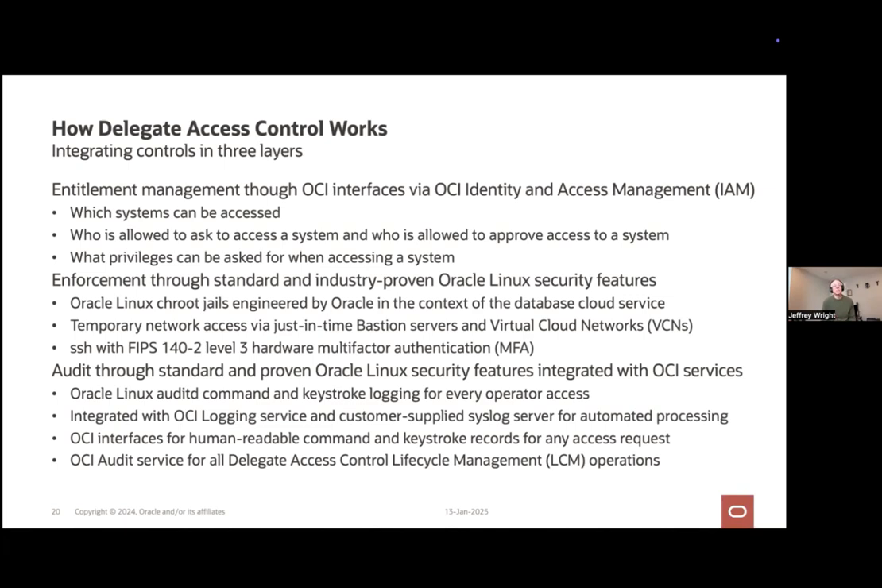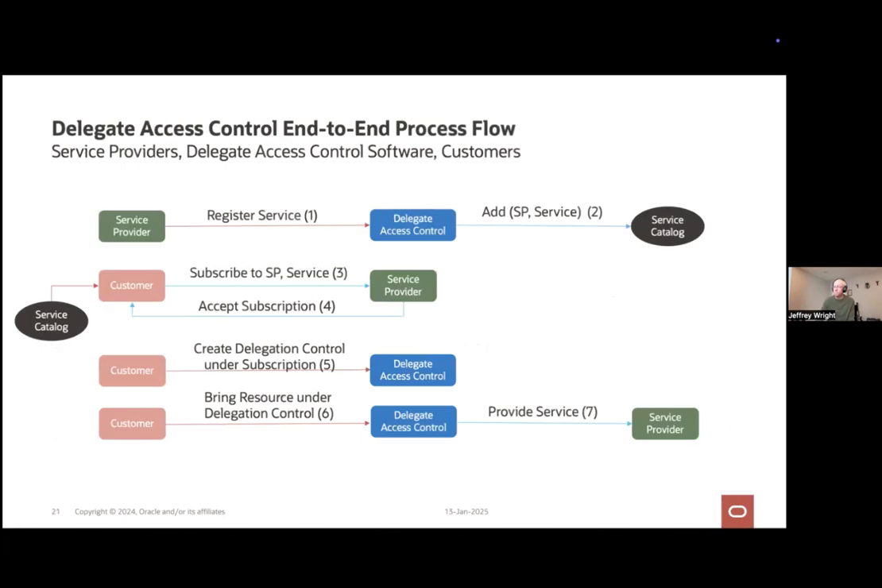It's the Oracle Linux auditd command and keystroke logging for all of our access. We can integrate this with the OCI Logging service, your syslog server, things that you already use today. And we've put together a clever human-readable interface for command and keystroke records. And of course, the OCI Audit service logs all the lifecycle management, which is what we do with the entitlements. We tried to build this in a way that's easy to understand and hopefully easy to approve, or at least straightforward.